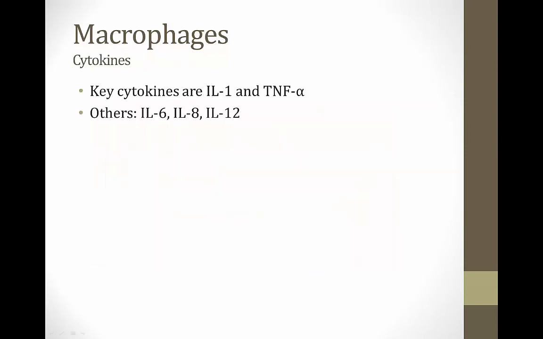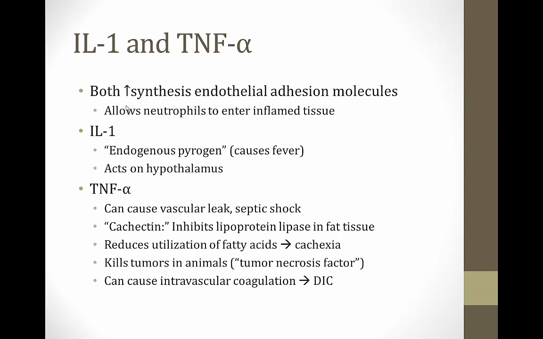Macrophages release several cytokines that you need to know, especially for step 1, and the two most important ones are IL-1 and tumor necrosis factor alpha. Some others that we'll talk about are IL-6, IL-8, and IL-12. IL-1 and tumor necrosis factor both increase synthesis of endothelial adhesion molecules, and this allows neutrophils to enter inflamed tissue. We'll talk more about this in a minute when we discuss neutrophils.